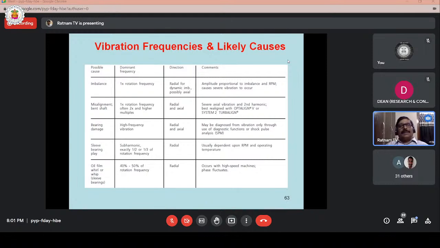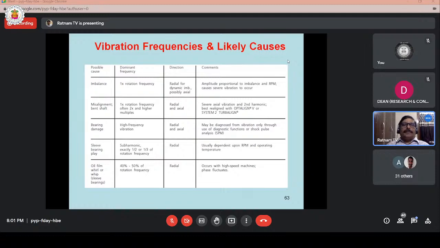For misalignment or a bent shaft, 1 times rotational frequency, and often the second harmonic also appears, with higher multiples. Radial and axial direction measurements are to be taken to identify this misalignment or bent shaft. Severe axial vibration and second harmonic; best realigned with some alignment equipment.